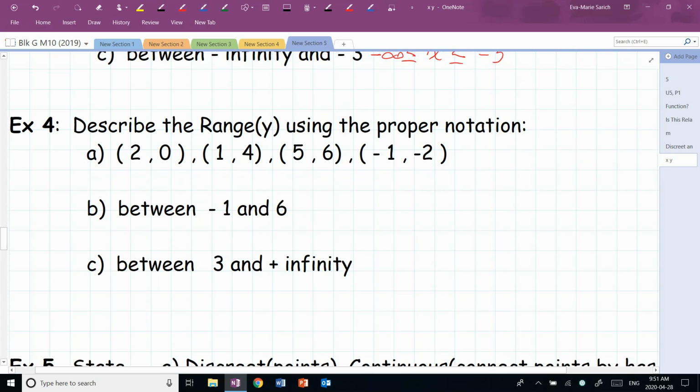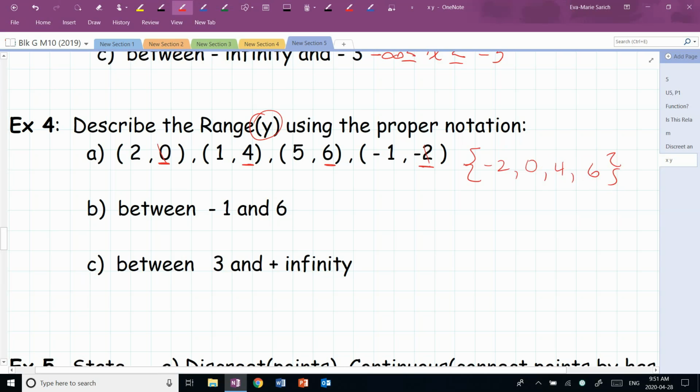Okay, let's move on to example 4. This is the y values. So we're looking at the range. Okay, so y values for discrete go in a curly bracket. Remember, ordering them from lowest to highest. So -2 goes first, then 0, then 4, then 6.